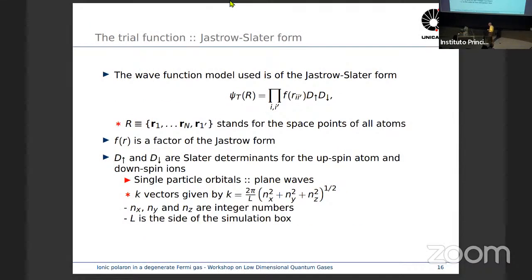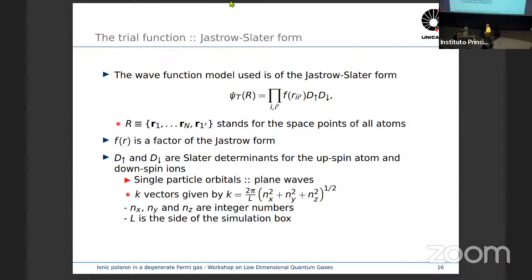The wave function that we use to model the system is given by this expression here. R is the space points of all atoms there, for the ion and the atoms in the bath. F is a factor of the Jastrow form that I will say a few words more about in the next slide. And D up and D down are Slater determinants.